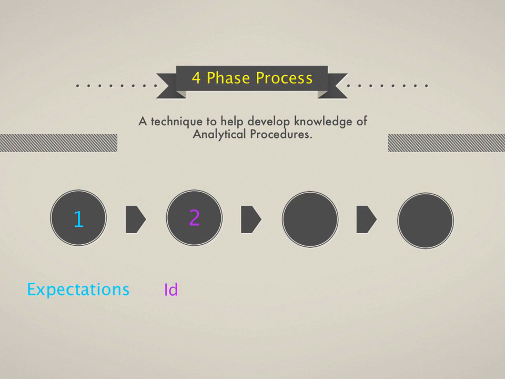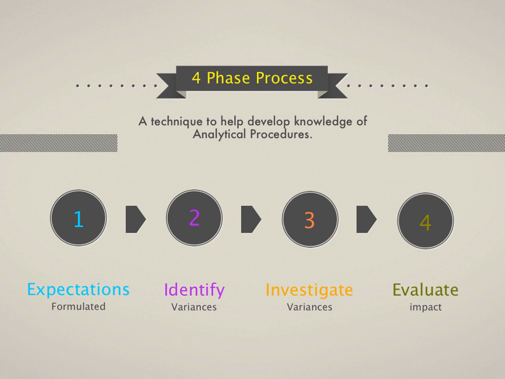So there's kind of a four-phase process really. Phase one, where the expectations are formulated so that if sales double, I would expect cost of sales to double. Phase two, we identify the variances, so we expected cost of sales to be 800, they were actually 1,000, so a 200 difference.